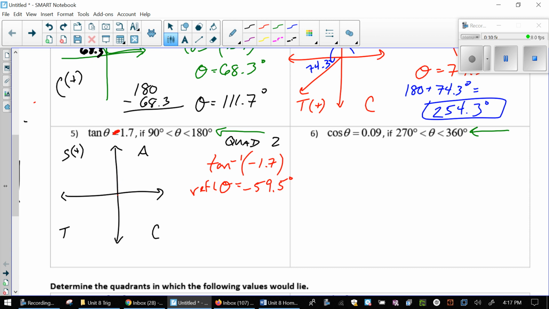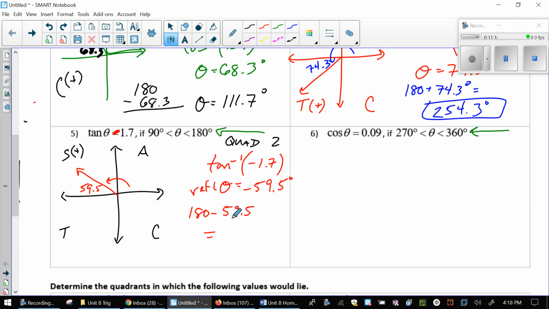So we're going to be right here in the second quadrant. Our reference angle is going to be positive 59.5, and we want this angle here. So remember, we're going to take 180, and we're going to subtract 59.5, and that's going to get us our answer in the second quadrant. 180 minus 59.5.